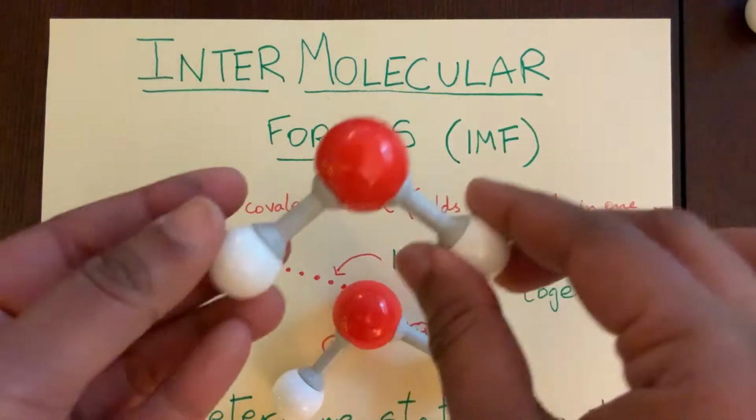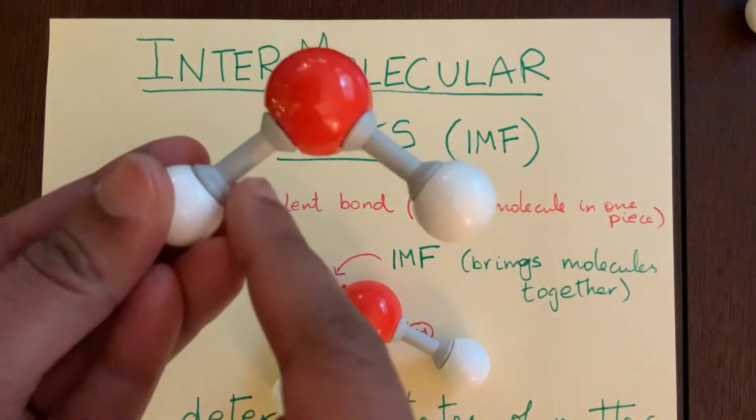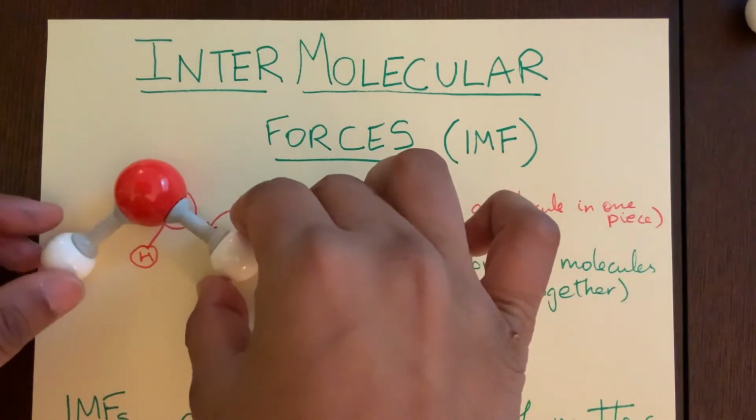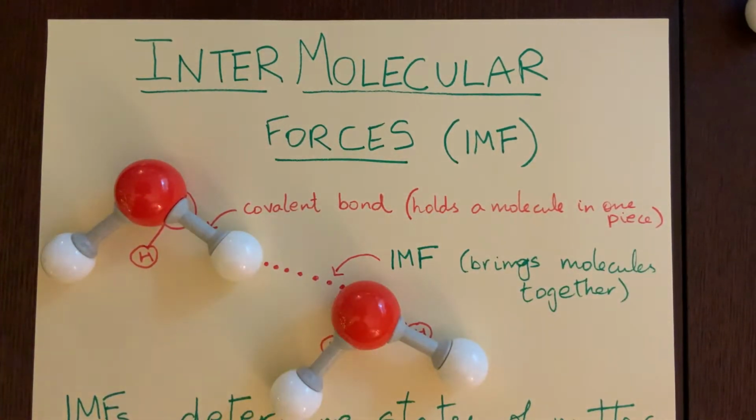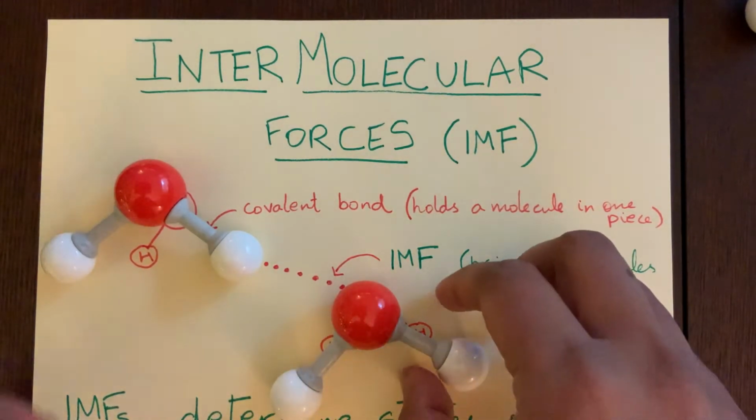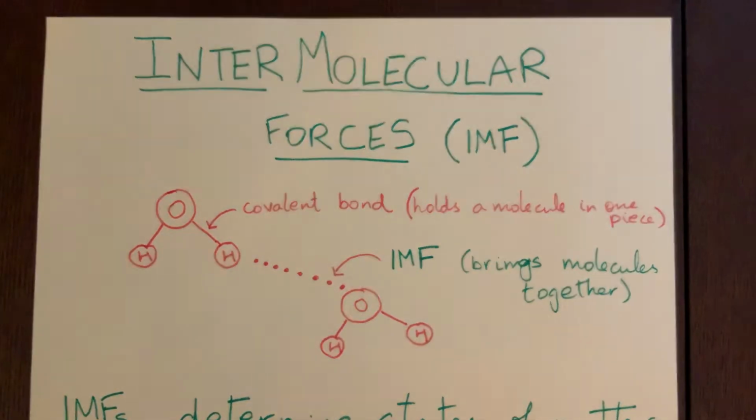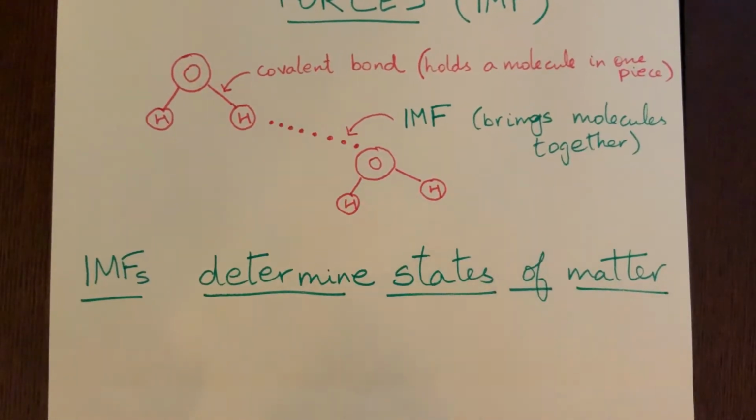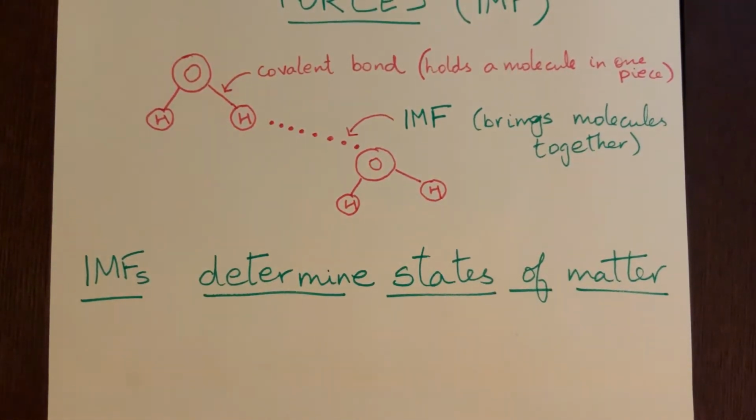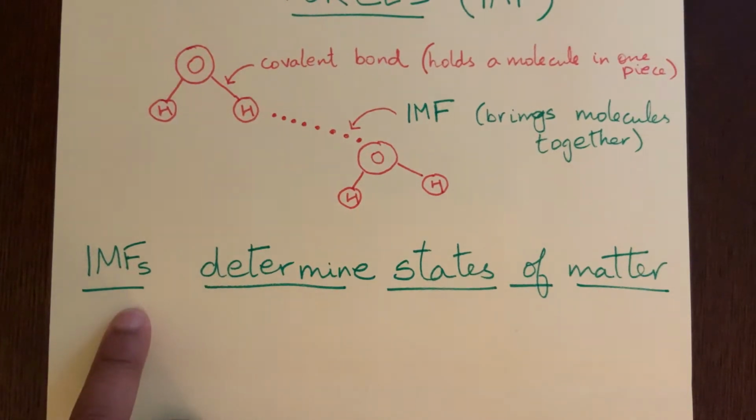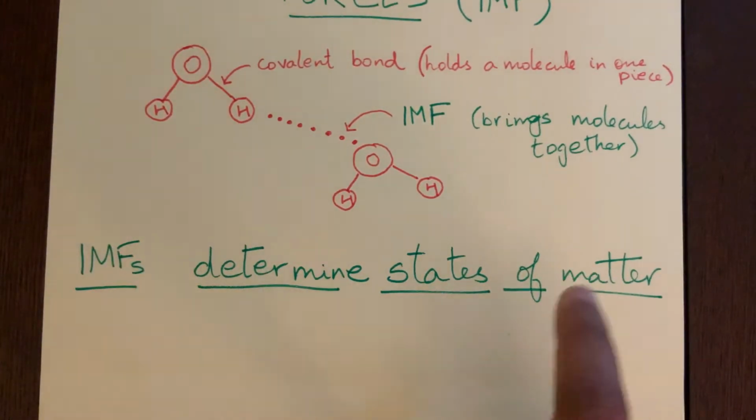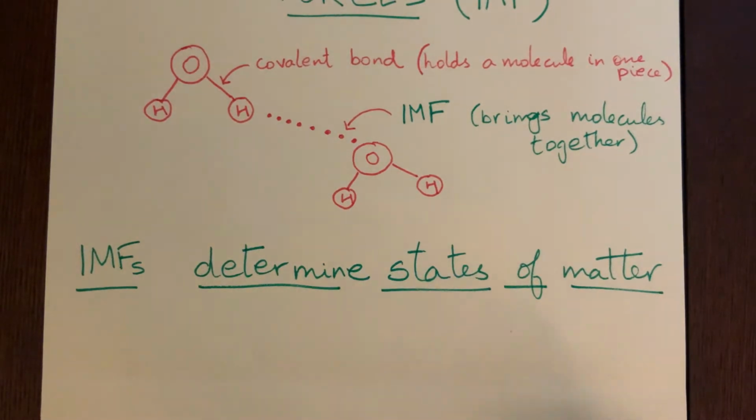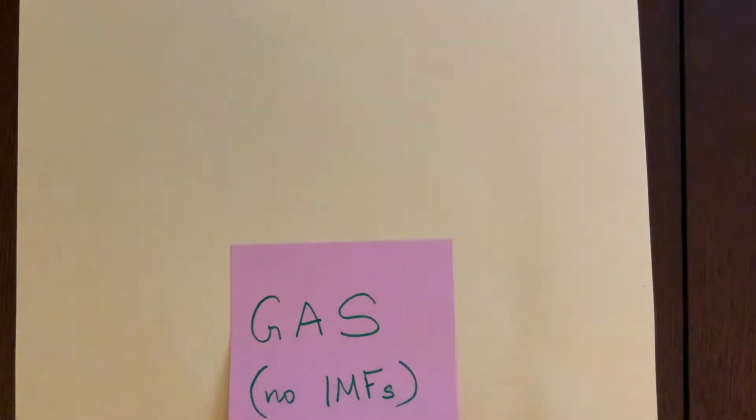So what makes this H2O are the covalent bonds, but what allows H2O molecules to combine together to form liquids are intermolecular forces. So intermolecular forces are responsible for states of matter. And you know that there are four states of matter: solid, liquid, gas, and plasma, but we're only going to worry about solids, liquids, and gases. How many IMFs are present in any particular sample determine whether something becomes a solid, liquid, or a gas. So let's take a look at a few examples, starting with gases.